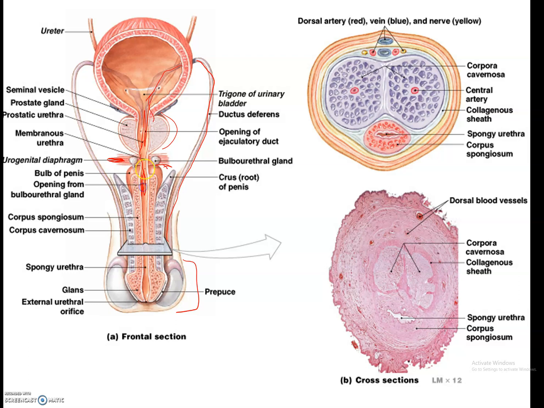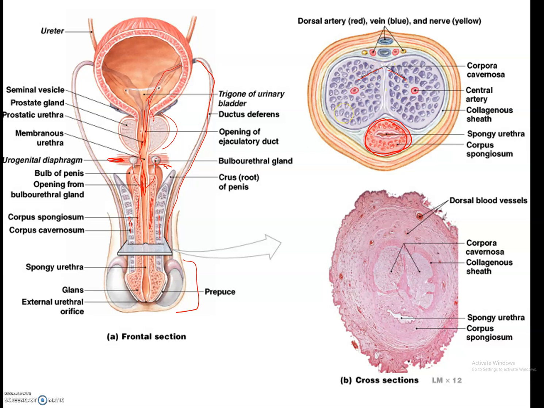Here's the opening of the bulbourethral glands. So here are the glands emptying into the urinary tract. Right here we have the corpus spongiosum, and then the corpus cavernosum adjacent there. And if we take a cross section through here, this is an interesting orientation because this allows us to see the corpus spongiosum ventrally to the corpus cavernosum.